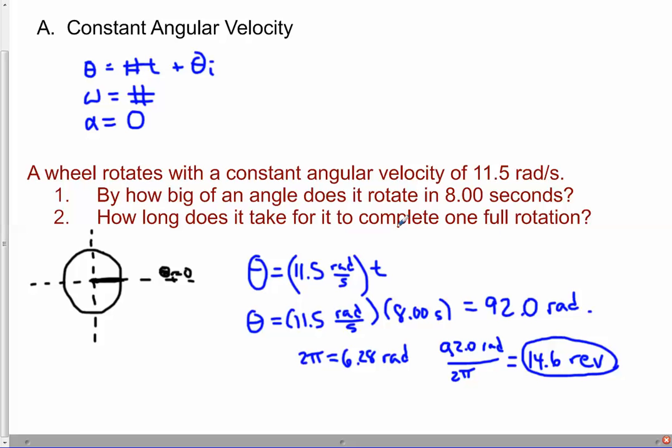All right, number 2, how long does it take for it to complete 1 full rotation? What's being asked for in that question is the period. Period is time for 1 rotation. It's measured in seconds, typically. So that's what we have to figure out. So 1 full rotation corresponds to a theta of 2 pi, right? Going around once is 2 pi. So I'm going to set theta equal to 2 pi in my formula here. So 2 pi equals 11.5 radians per second times t.